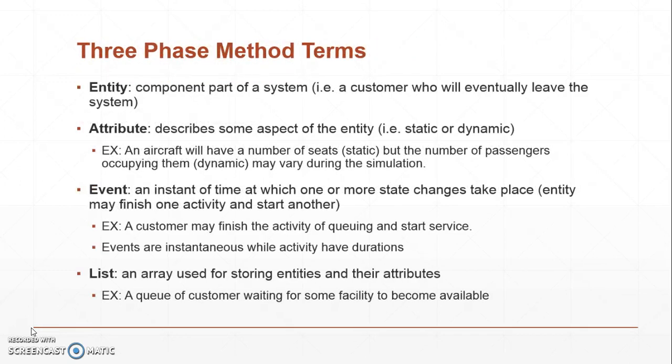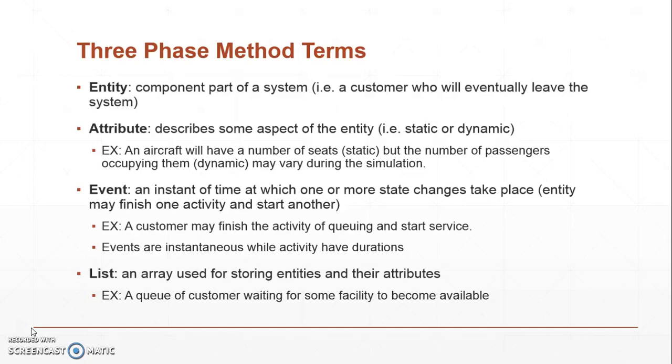With this, we have a few terms that we'll go over: an entity, an attribute, event, and list. An entity is a component part of a system. This could be a customer who will enter and eventually leave the system. It will have an attribute which describes some aspect of the entity. This could be static or dynamic. Our example is an aircraft: the number of seats on the plane is static because that's set, but the people occupying them changes, so it's dynamic.